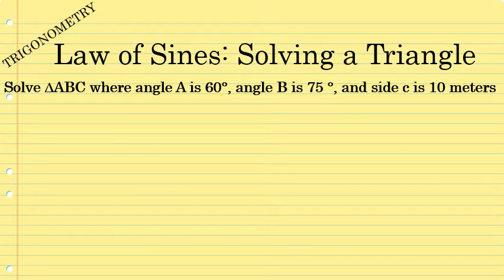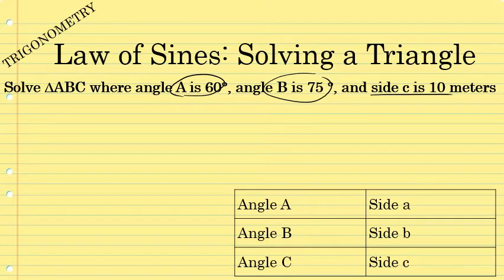Let's solve triangle ABC. If angle A is 60 degrees, angle B is 75 degrees, and side C is 10 meters. When you are being asked to solve a triangle, that means you have to find the measures of all the angles and the lengths of all of the sides. In this problem, I'm given the measure of angle A and the measure of angle B exactly. I'm given the length of side C as 10 meters.